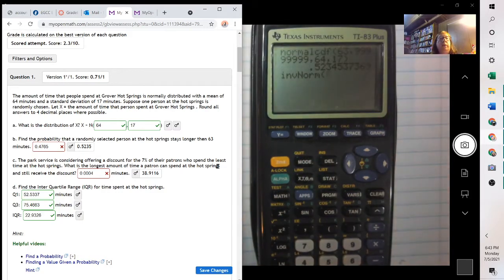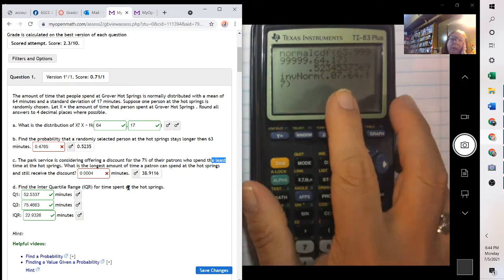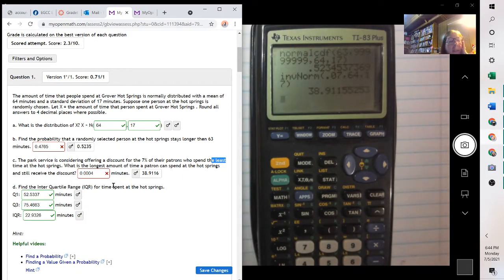Now for the percent, you write it as a decimal. And what it's going to give you is the answer, everything below it. And since we want the least time, we do want below. So we want below 7%, or 0.07. And then your mean and your standard deviation. So we wanted less than 7%, and that's why we used the 7%. We hit enter. And it gives us our 38.9116.